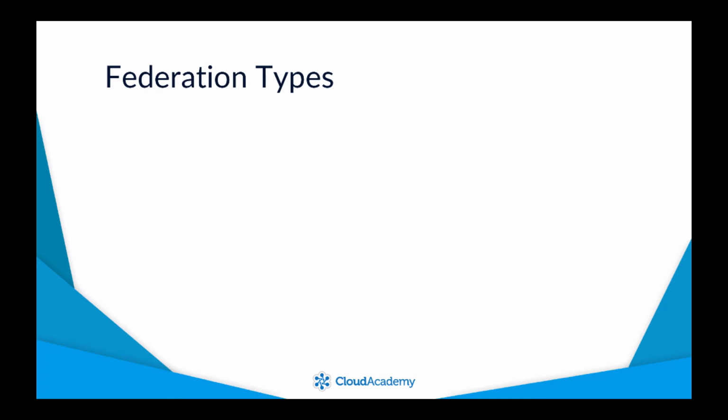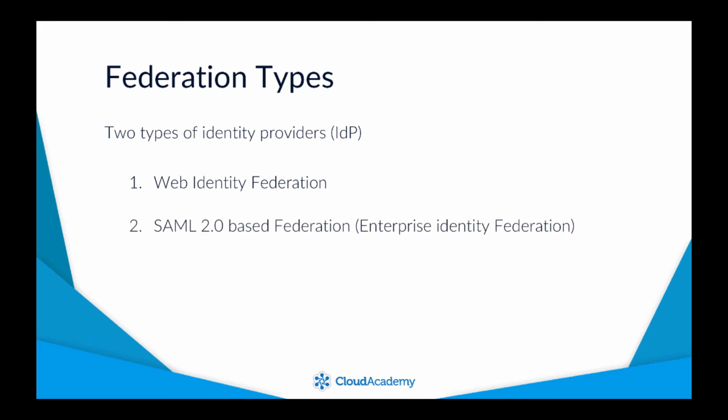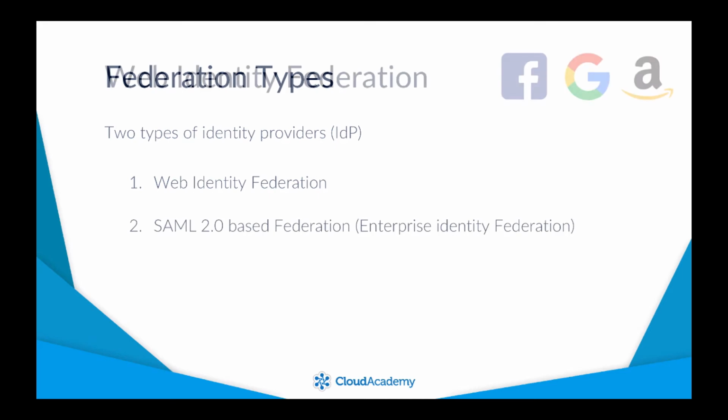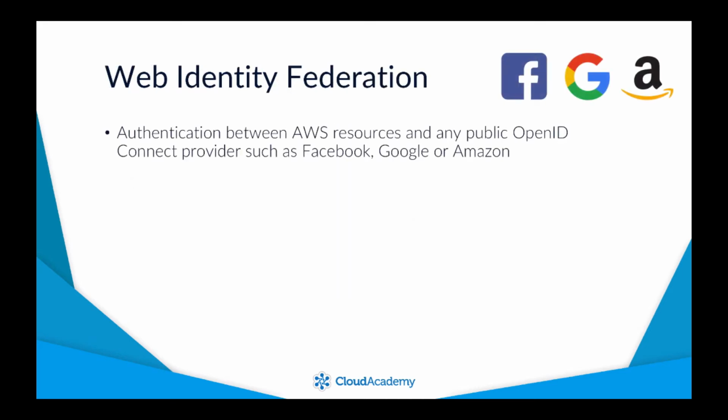As a part of the configuration process to implement federated authentication, a trust relationship between the identity provider and your AWS account must be established. AWS supports two types of identity providers: Web Identity Federation and SAML2 based federation. Web Identity Federation allows authentication between AWS resources and any public OpenID Connect provider, such as Facebook, Google, or Amazon.